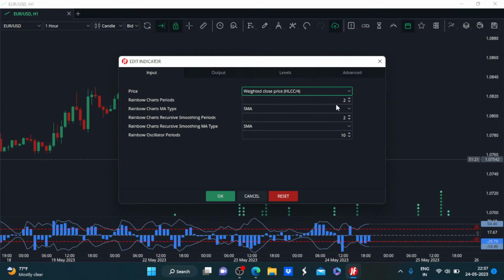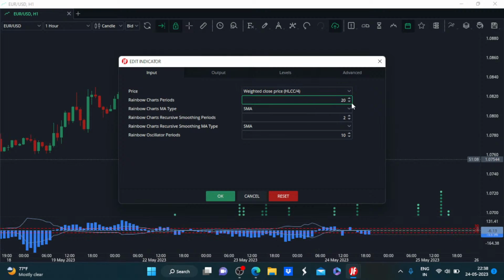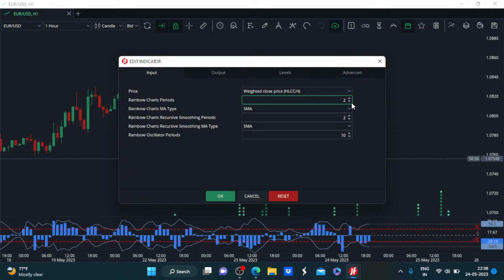Rainbow chart period, we can increase this calculation period, and we will have a lot more smoothing if we go for a higher calculation period, but the responsiveness of the indicator is going to be much less and it will lag. So to avoid that, I will be preferring to keep it at the default value of 2.